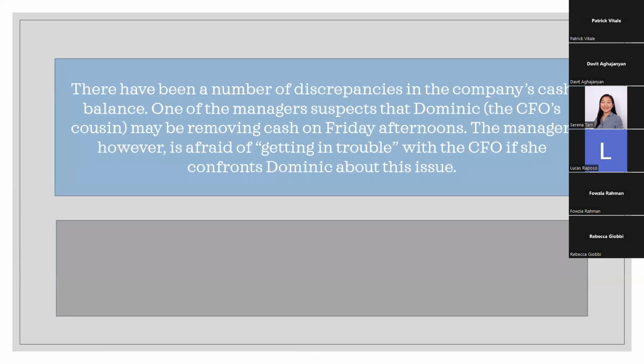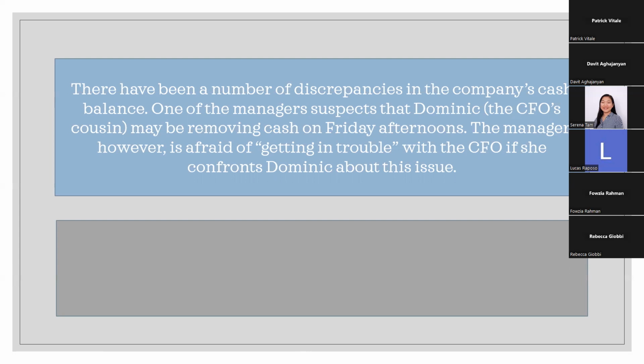So there have been a number of discrepancies in the company's cash balance. One of the managers suspects that Dominic, the CFO's cousin, may be removing cash on Friday afternoon. The manager, however, is afraid of getting in trouble with the CFO if she confronts Dominic about this issue. Is this pervasive or is it at the assertion level? Pervasive, right?